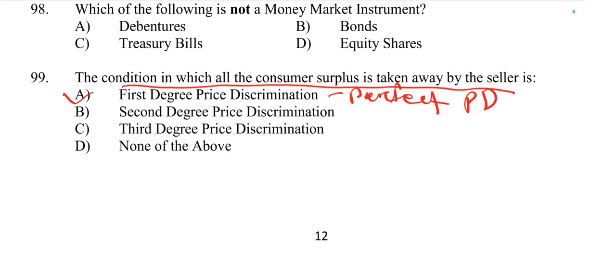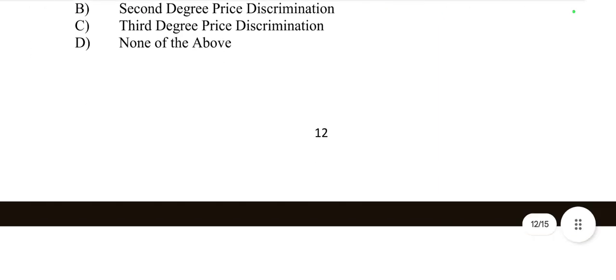So in it, the seller charges each consumer the maximum price they are willing to pay for each unit of the goods. So this results in the seller capturing all the consumer surplus, leaving the consumer with none. So this form of price discrimination is the most extreme, as it extracts the full value from the consumer. So it is called as first degree price discrimination.